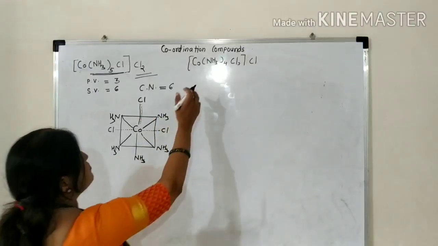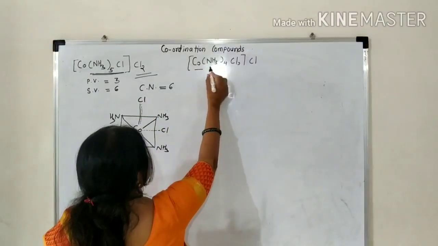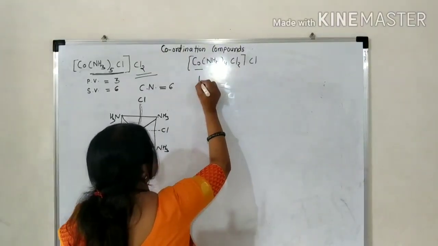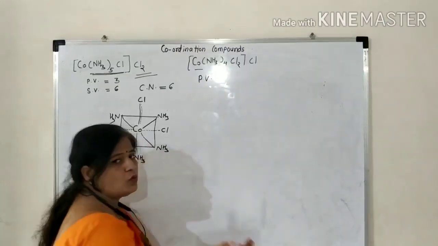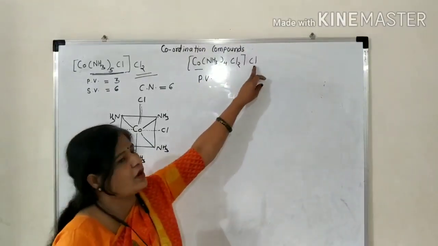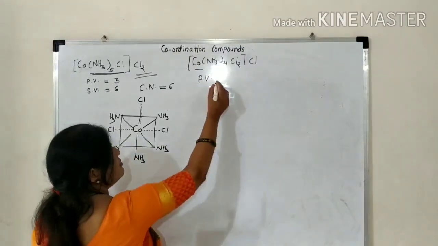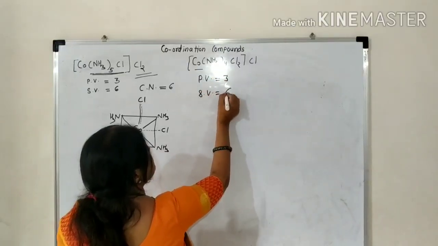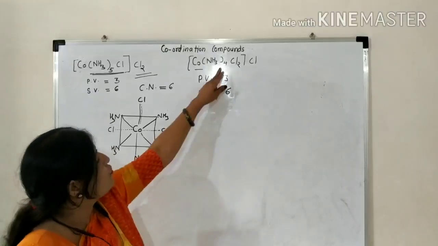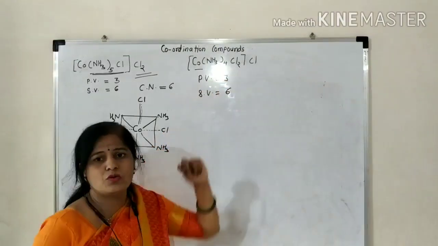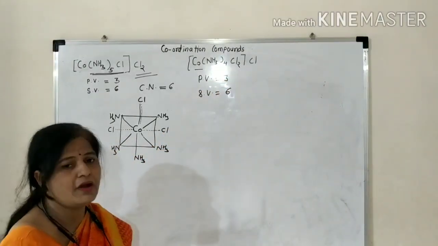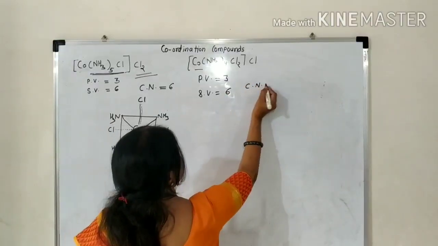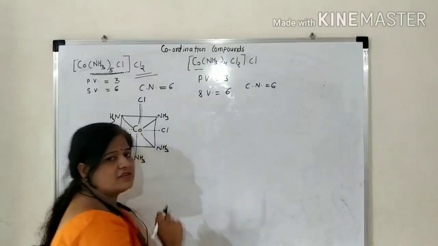Now the next compound, that is cobalt NH3 4 times Cl2 Cl. Its primary valency you have to obtain from these chloride ions. It will be 3. And its secondary valency is 6. Why is it 6? Because 4 ammonia molecules and 2 chlorides mean 6 lone pairs will be donated. Therefore, its coordination number will be 6, which means the secondary valency is 6.